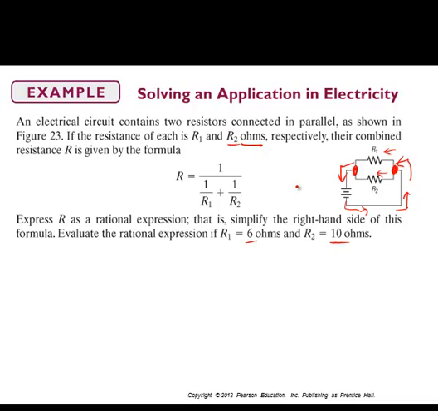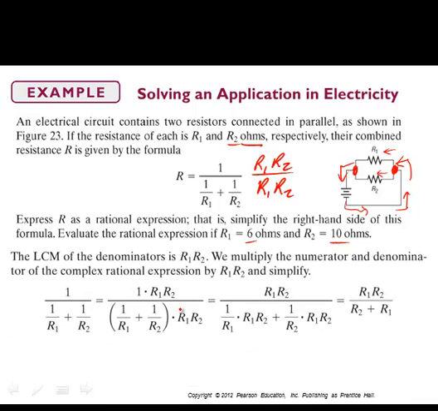Now, there's a rule that tells us how to find the overall resistance across a parallel arrangement of resistors. It says that the overall resistance is going to be 1 over the sum of the reciprocals of those resistances. In other words, 1 over R sub 1 plus 1 over R sub 2. So what we're going to do now is simplify this. One way we could simplify this is by using that second method, where we multiply the numerator and denominator by R sub 1 times R sub 2, which is the LCD for these two fractions.